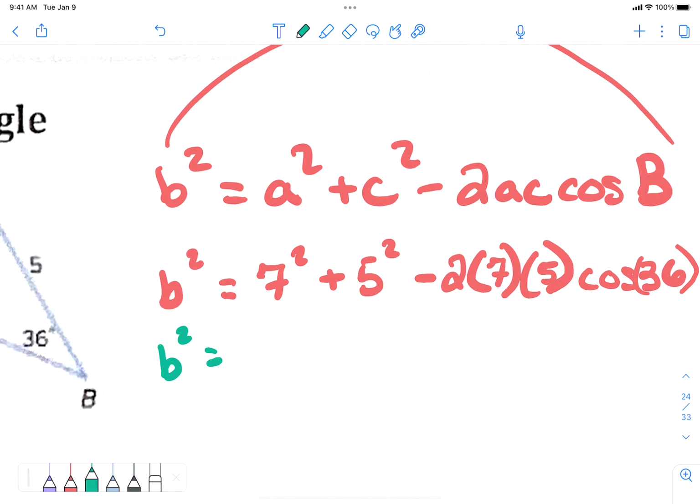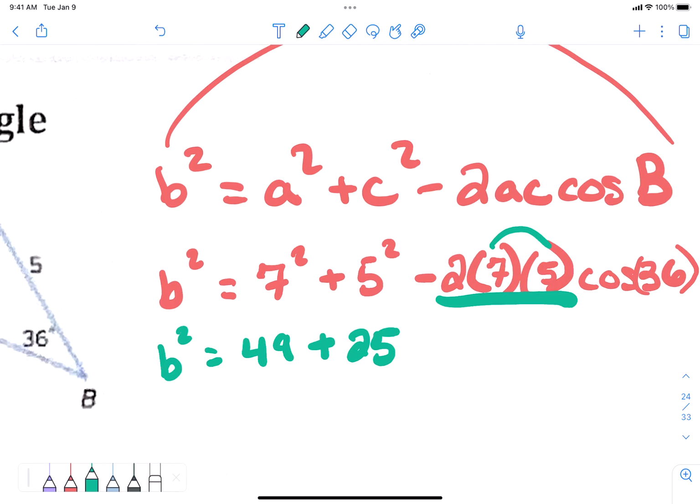B squared equals 7 squared is 49. I can do that in my head. Plus 5 squared is 25. Okay, now I'm going to do this chunk in my head, but I'm not going to take 2 times 7 first. I'm going to take 7 times 5 first. That is 35. Do you know what 35 times 2 is? 70. That's easier to multiply in that order. Times cosine of 36.